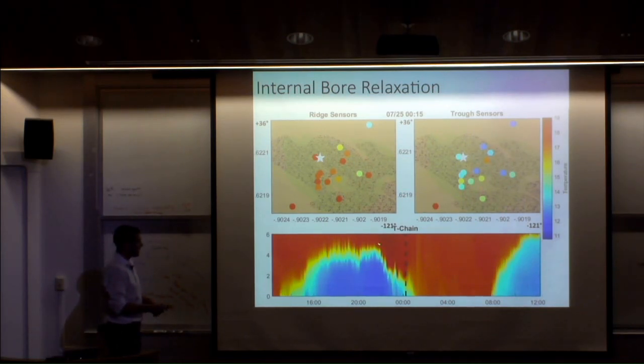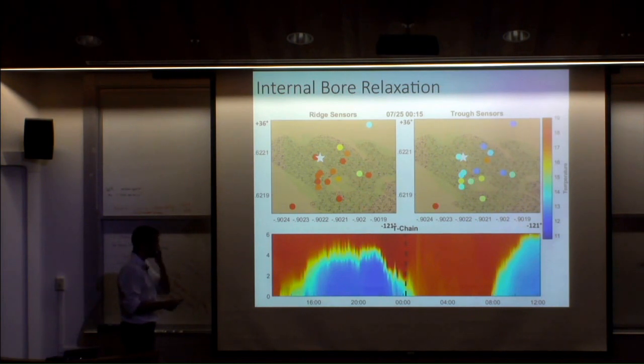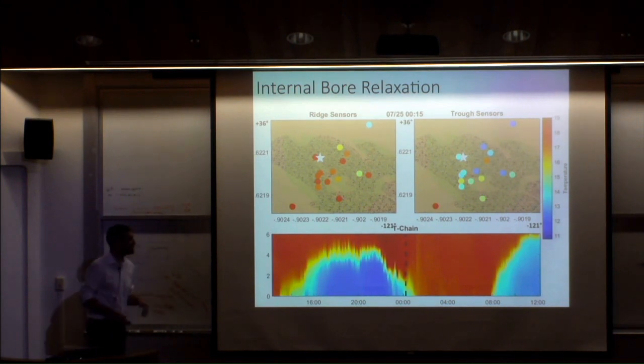But as the thermocline has dropped past the height of our ridge sensors, we're left with this interesting condition in the trough sensors where we have this large variability amongst the topography. And going into the internal tide pool things in the second section, I'll be referring back to that. So stay tuned.